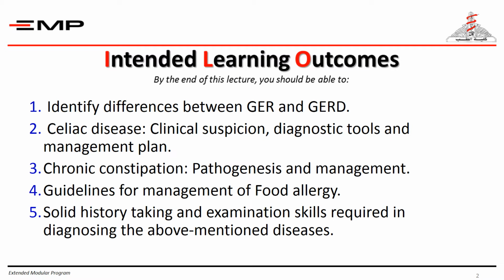Hopefully by the end of this lecture, we'll be able to identify the differences between gastroesophageal reflux and gastroesophageal reflux disease. We'll be able to clinically suspect celiac disease, identify the main diagnostic tools, and set up a management plan. Chronic constipation: why does it happen, the pathogenesis, and the lines of management. I will highlight the guideline for management of food allergy. And in all of these four items, we'll be able to do the solid history taking and examination skills required in diagnosing the above mentioned diseases.